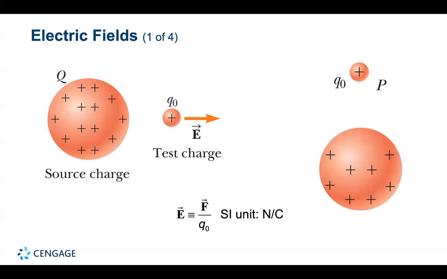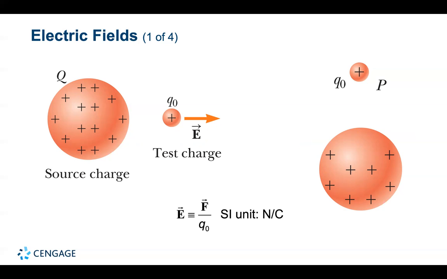So in this figure, we have a small object with a positive charge Q placed near an object with a larger positive charge. Q is subject to the electric field E as directed, as shown. The magnitude of the electric field at the location of Q0 is defined as the electric force on Q0 divided by the charge Q0.